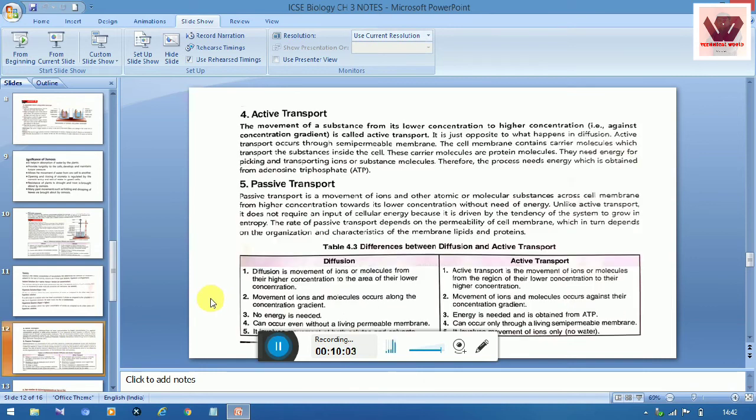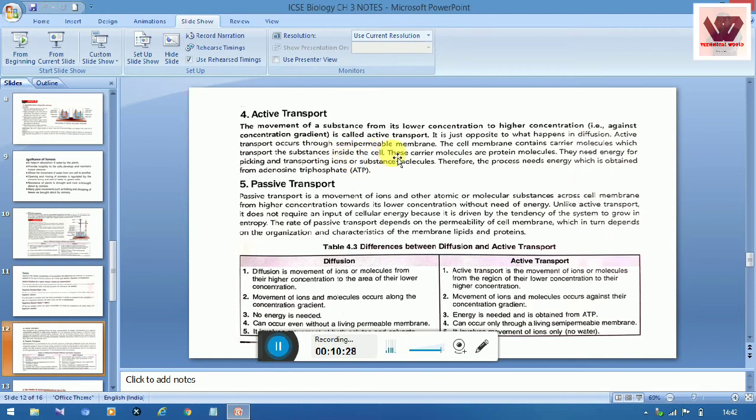Now we will see what is active transport and passive transport. Active transport and passive transport is the upgraded form of osmosis, right? We shall see the definitions. The movement of a substance from its lower concentration to the higher concentration against the concentration gradient is called active transport. It is just opposite to what happens in diffusion.